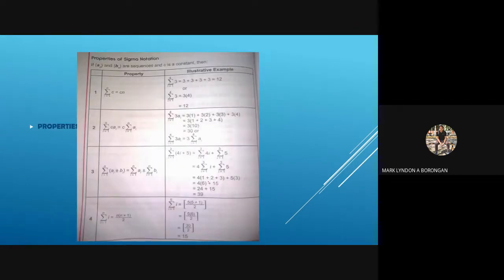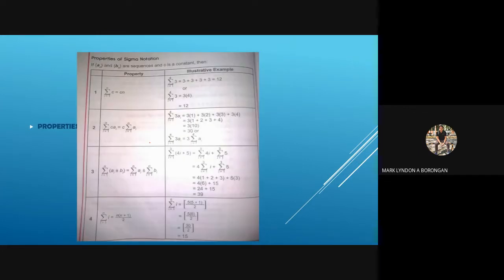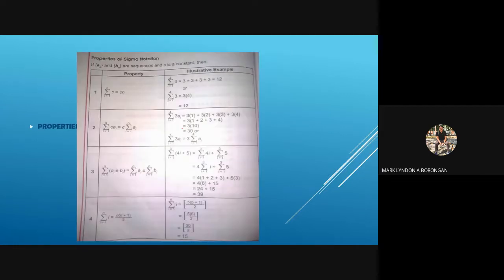Now, what about the properties of sigma notation? We have properties so that we will not have difficulty getting the summation. It makes your work more efficient. For the first property, the summation of C is equal to Cn. This means if you have a constant, with no i in it, it is just a constant.